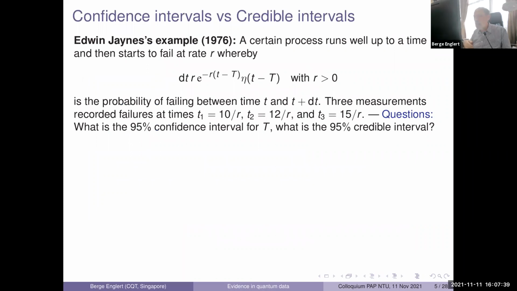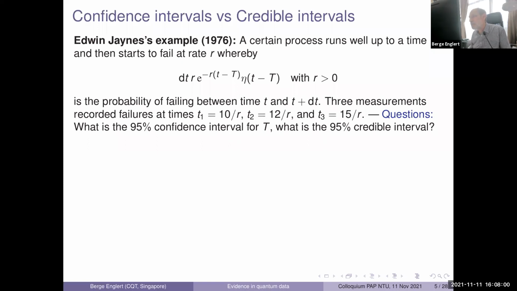So let me give an example of how confidence intervals and credible intervals are different. I'm using a very nice example that I believe was invented by Edwin Jaynes. That's the same Jaynes of the Jaynes-Cummings model in quantum optics. And he thinks of the following situation.